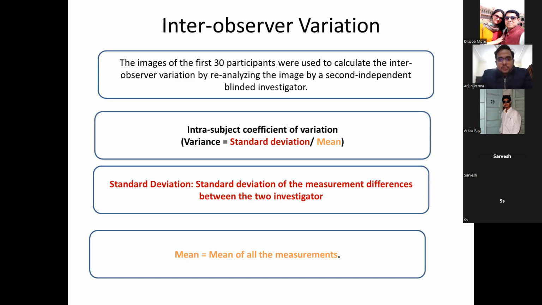So basically, for this study, since USG is an observer-dependent issue, 2 independent investigators were taken and they were blinded. Still, they wanted to make sure that there is proper absence of inter-observer variation. So for that, they calculated an intra-subject coefficient of variation, that is standard deviation by mean. For the standard deviation, they took the standard deviation of the measured differences between the two investigators, and the mean taken as a denominator was the mean of all the measurements. Based on this, at the end, in the results, we will discuss the intra-subject coefficient of variation.